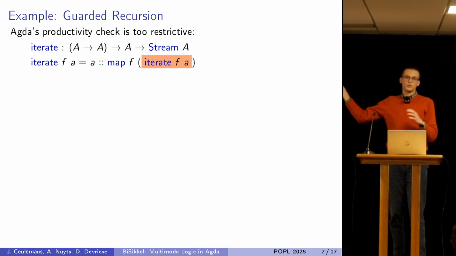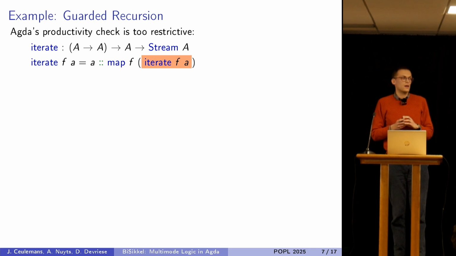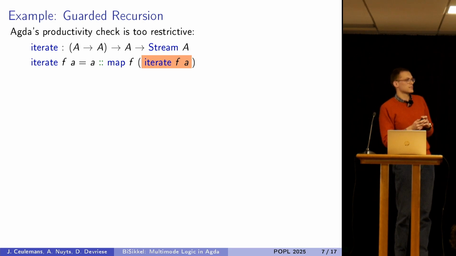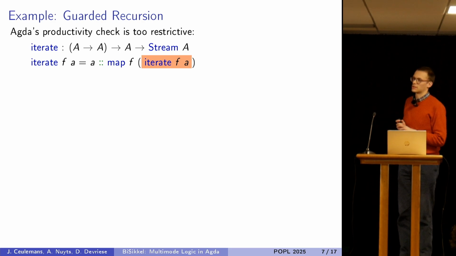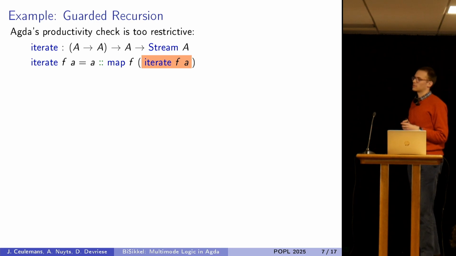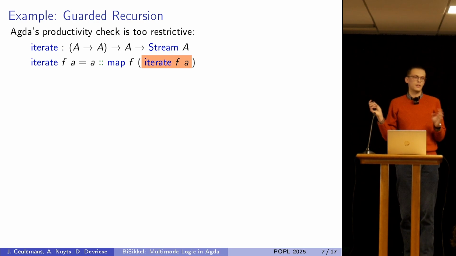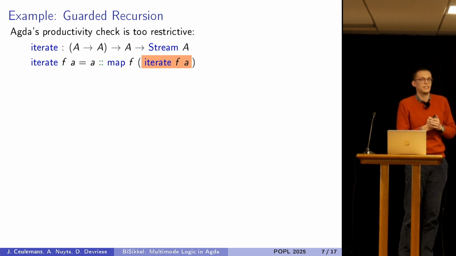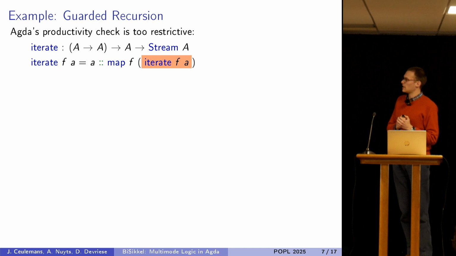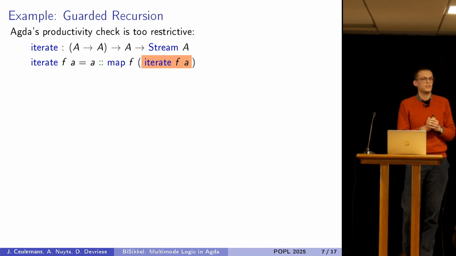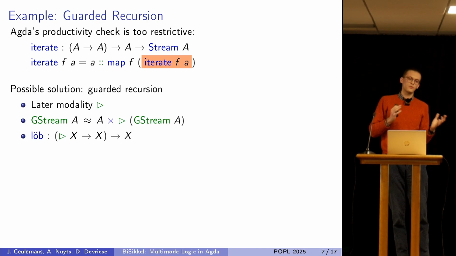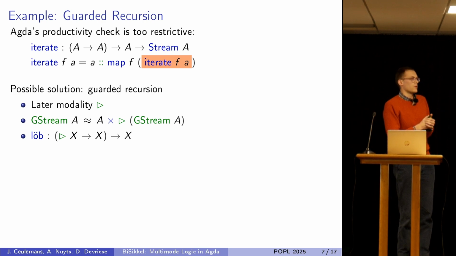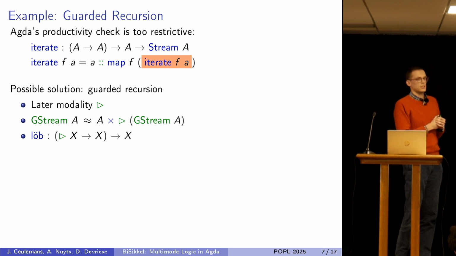And if you try to write this in Agda, then Agda's productivity checker will complain and say, well, this definition is not productive. But actually, if you stare at this for a little bit, well, I don't have the time to do that right now, but if you stare at this a little bit, you see that this definition actually is productive. So Agda's productivity checker is wrong. Now, how can we solve that? Well, one possibility to solve this problem is using guarded recursion.